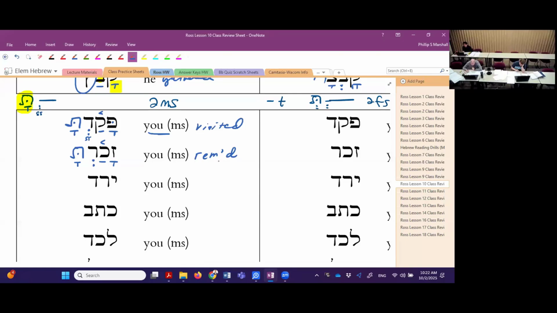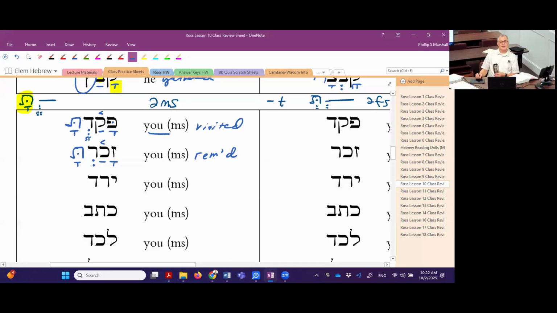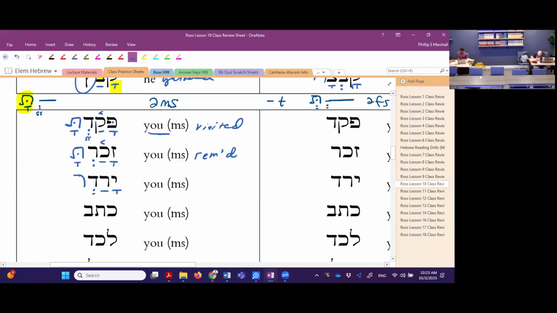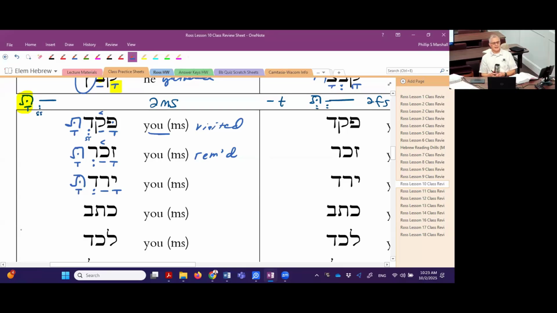So what would your root yarad sound like in this form? Yaradta. So what's the vowel under the yod? Qamets. Under the resh? Patach. Why? Because that's what I need by default for qal perfect. Long A, short A, unless they have to go away for some reason. And then silent shva followed by ta. Very good. And anything else I want to write here?